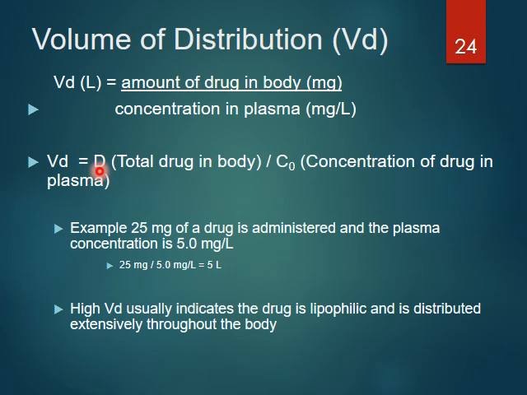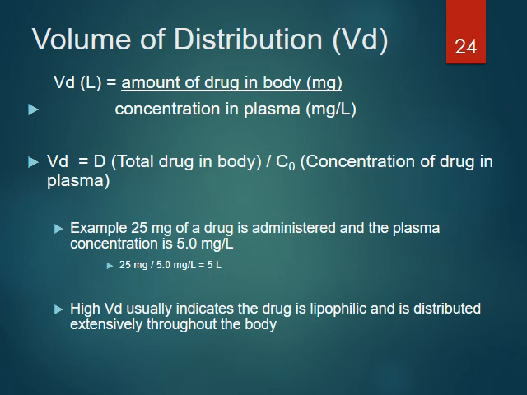Another way that we can calculate this is VD equals our dose, D, which is the total drug in the body, divided by C0, the concentration of drug in the plasma. Say, for instance, I were to give someone a 25 milligram dose of a drug administered via IV. I basically inject this directly into your vein, so you know there's 100% absorption, so it's not figuring into it, and that's the total amount of drug within the body. Then I immediately measure a plasma concentration, and that comes back at 5 milligrams per liter. If I divide that out, you'd see 25 milligrams divided by 5 milligrams per liter. You're going to get a volume of distribution that equals 5 liters.